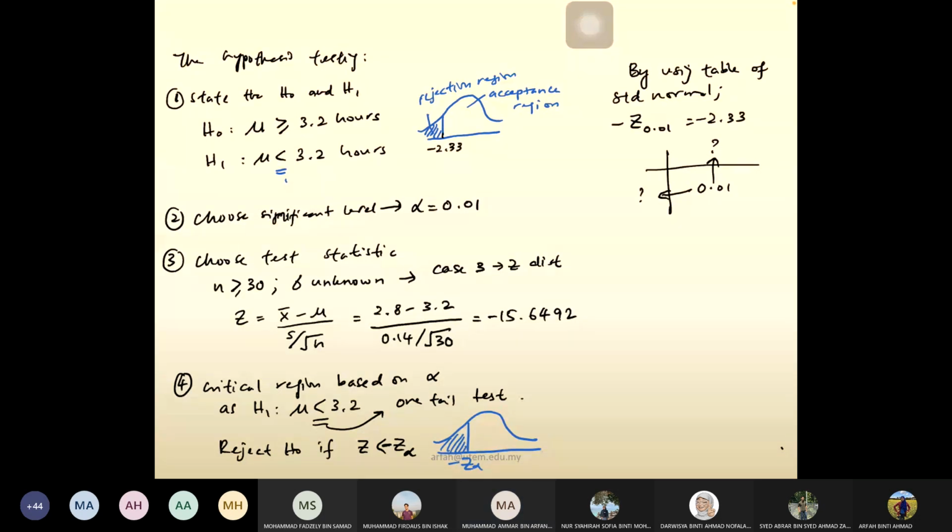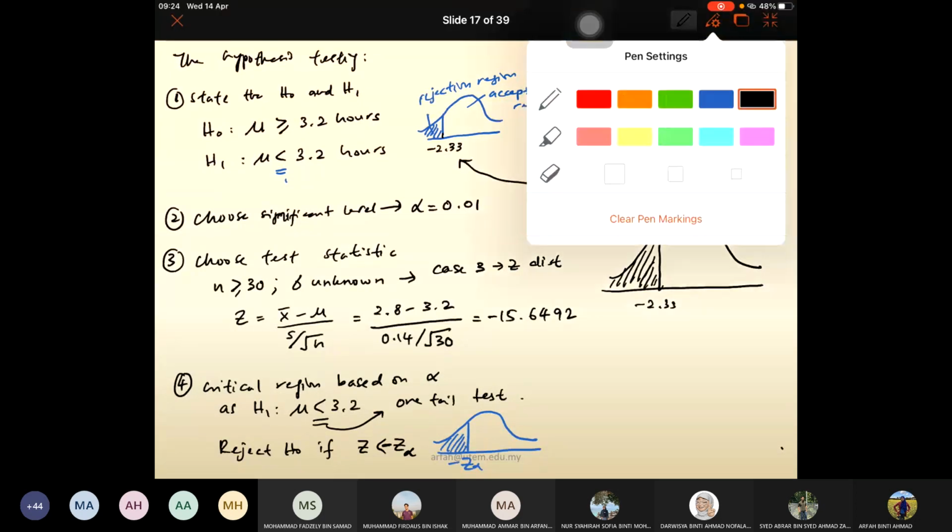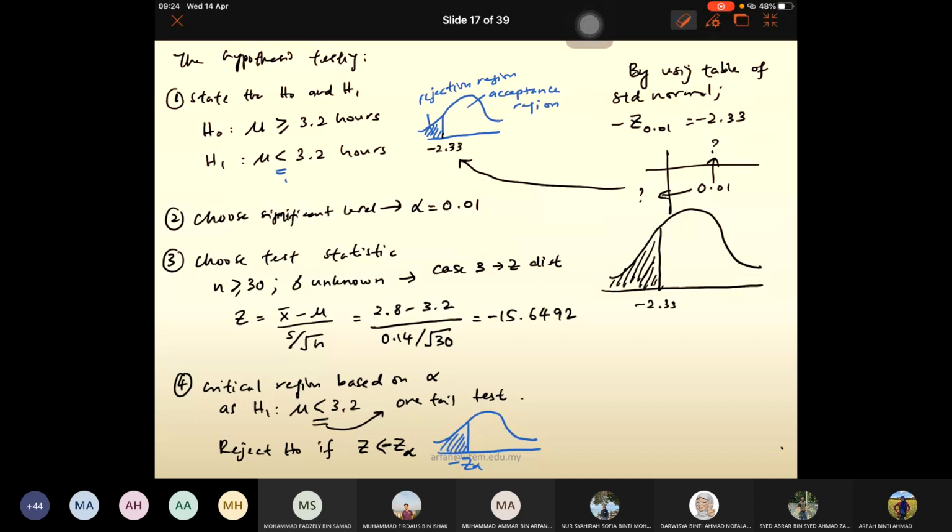Okay. So if you draw the drawing, it is like this. Negatif 2.33. So ini adalah awak punya rejection region. Kenapa ambil belah situ? Sebab dia ada tanda lebih kecil. Okay. So we take that one as your rejection region negatif 2.33 dan tengok test statistik awak.